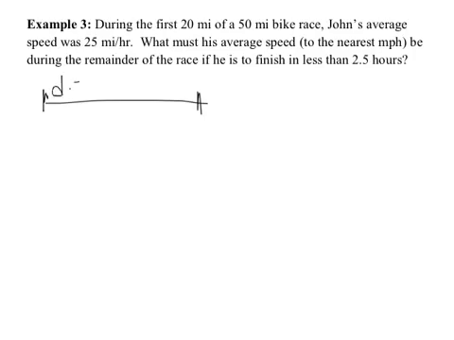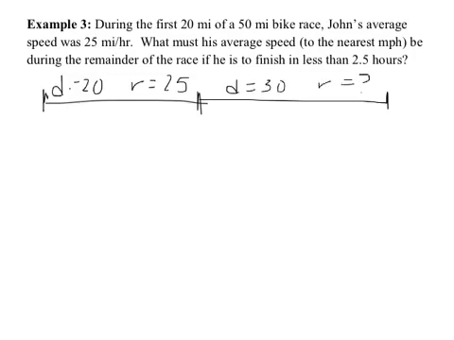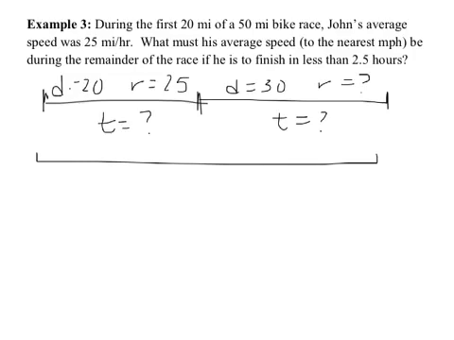So we have a distance of 20 miles and we have a speed of 25 miles per hour. Now we still have the other 30 miles left in this race, and we need to figure out what that rate is. We don't know anything about time here, but we know that the total time needs to be something less than 2.5 hours. So let's find the time in the first part. Maybe we can help ourselves with that in the second part.